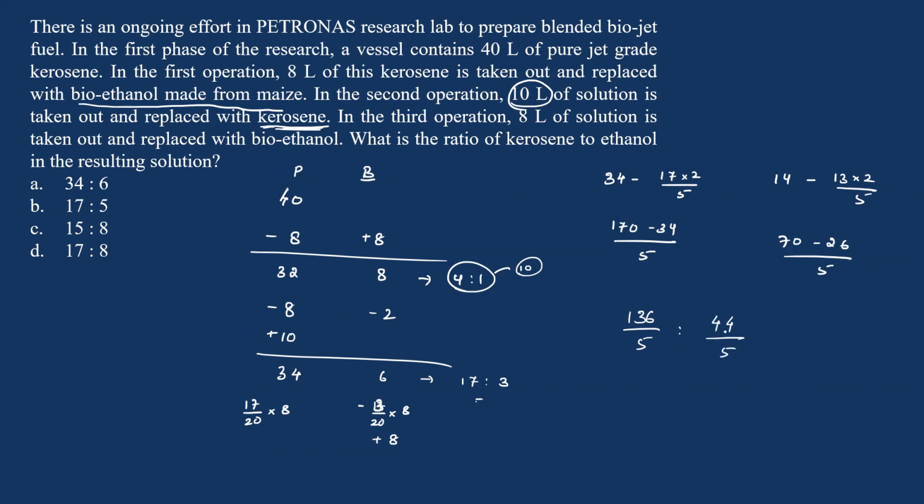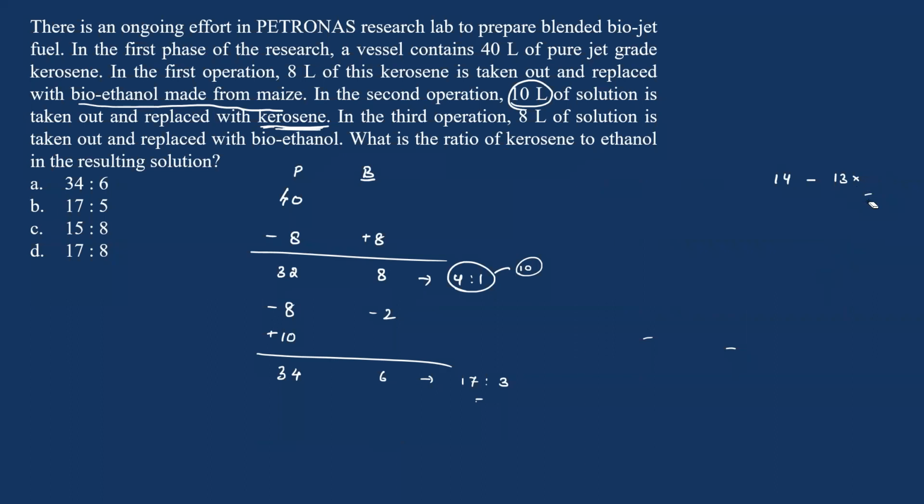44 by 5. Either we go by this, or to be very frank, for the last part, we can directly go ahead with the removal and replacement method, because this calculation becomes very intensive, right? So what we can directly do here is calculate removal and replacement, since I'm replacing with bioethanol. So initial quantity of kerosene was 34. 1 minus 8 by 40 is the final quantity of kerosene. 1 minus 1 by 5 is 4 by 5. So this is 34 into 4 divided by 5 becomes your final value.